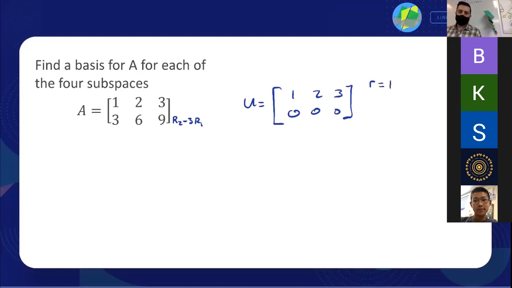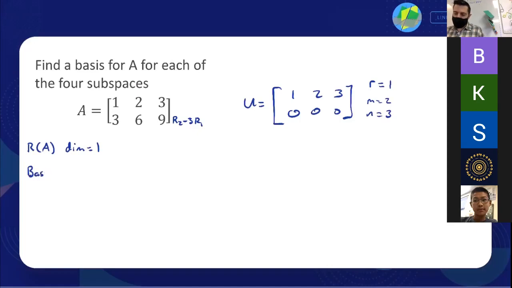Rank is 1, right? There's 1 pivot. M is 2, N is 3: 2 rows, 3 columns. Okay, for the column space, dimension is rank. It's 1. This should be a subspace of R2. There are 2 elements in the columns, so there should be 2 elements in my basis vectors as well. I only need 1 of them.